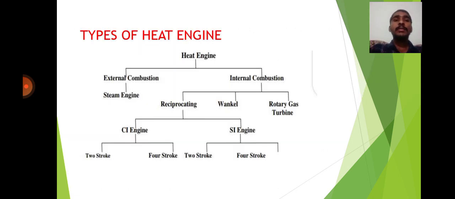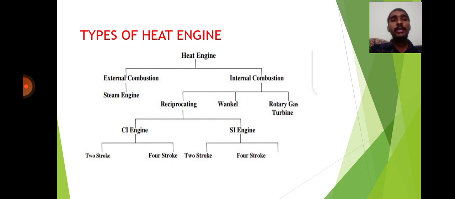These are the types of heat engine. In this flowchart, we can see the types of heat engine. Heat engine is divided into two types: external combustion and internal combustion. In external combustion, there is another type, steam engine. In internal combustion, there are three types of engines: reciprocating, Wankel rotary, and gas turbine.